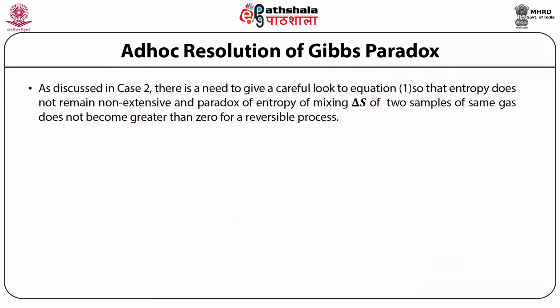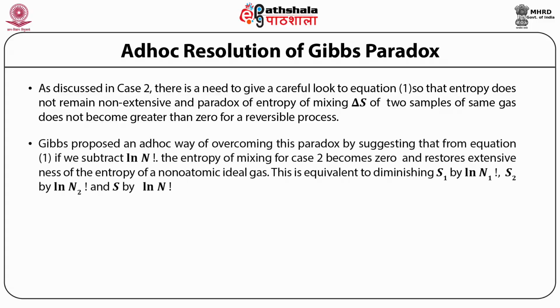As discussed in case 2, there is a need to give a careful look at equation 1 so that entropy doesn't remain non-extensive, and the entropy of mixing delta S of two samples of the same gas does not become greater than 0 for a reversible process. Gibbs proposed an ad hoc way of overcoming this paradox by suggesting that from equation 1, if we subtract log of N factorial, the entropy of mixing for case 2 becomes 0 and restores extensiveness of the entropy of a monoatomic ideal gas. This is equivalent to diminishing S1 by log of N1 factorial, S2 by log of N2 factorial, and S by log of N factorial.